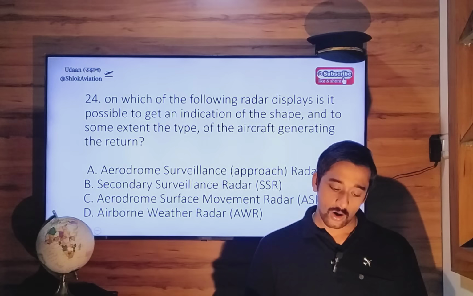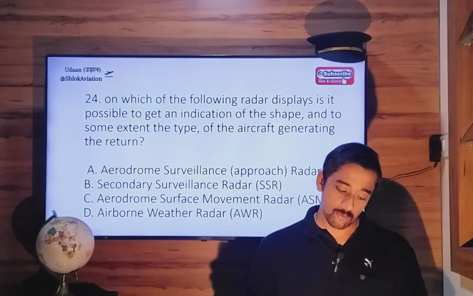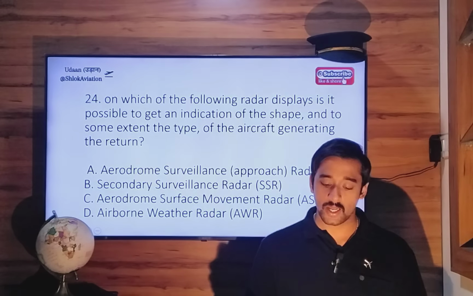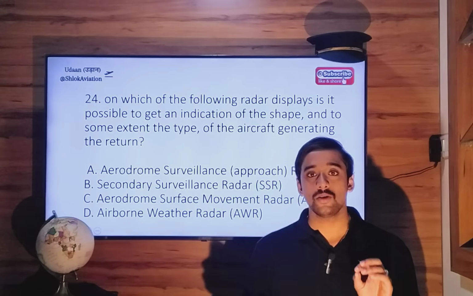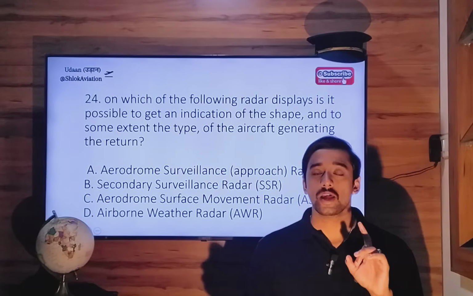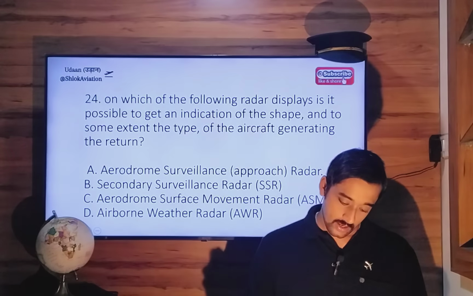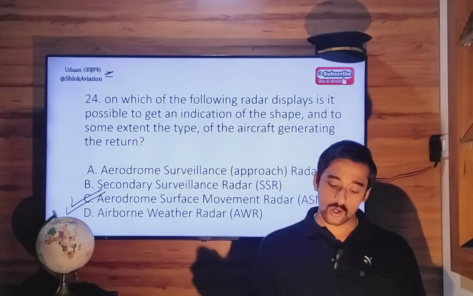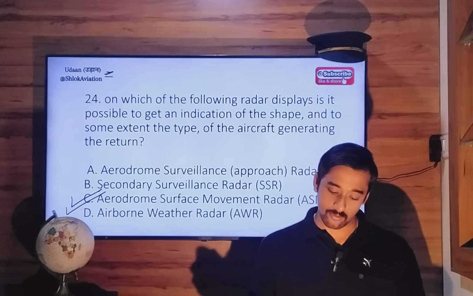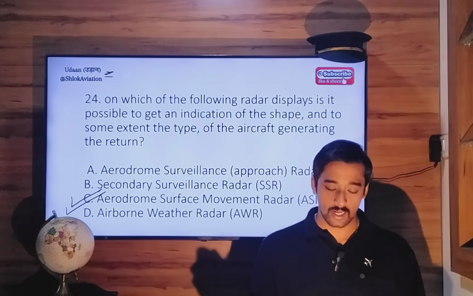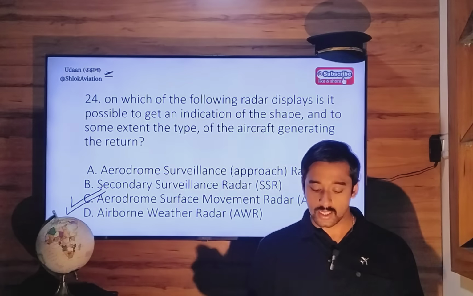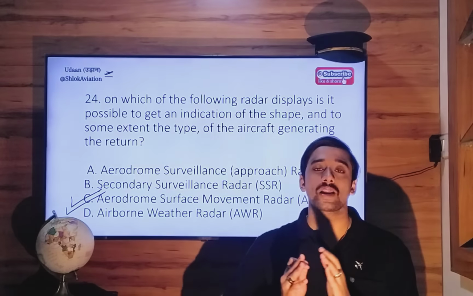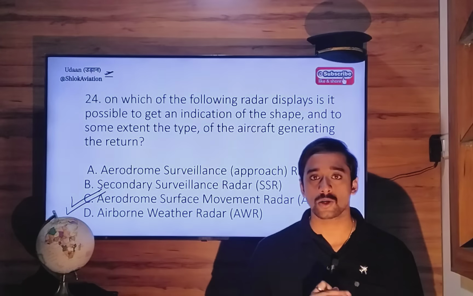Question 24. On which of the following radar displays is it possible to get an indication of the shape and to some extent the type of aircraft generating the return? It is possible to get this type of information on airport surface movement radar, so aerodrome surface movement radar, option C. The other options are aerodrome surveillance approach radar, SSR, secondary surveillance radar, and airborne weather radar. These three types of radar, in comparison to aerodrome surface movement radar, are long range radars.